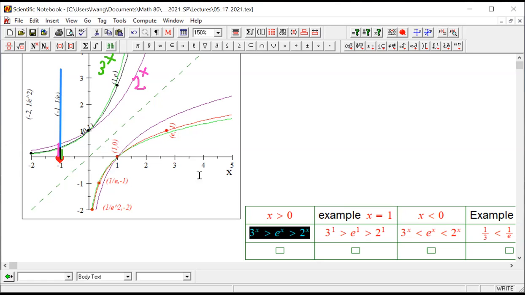So let's look at the logarithm. Let's look at the log. The log case has a similar situation, isn't it? At input 1, they overlap. That's the common x-intercept, okay?